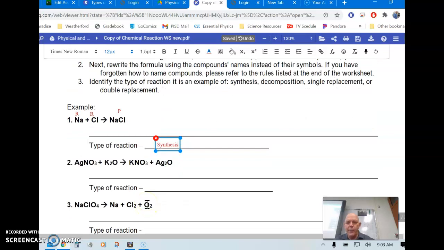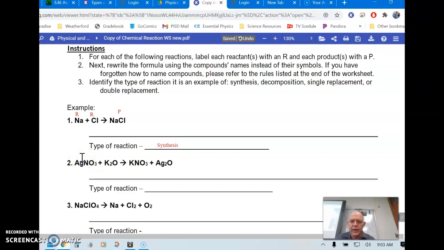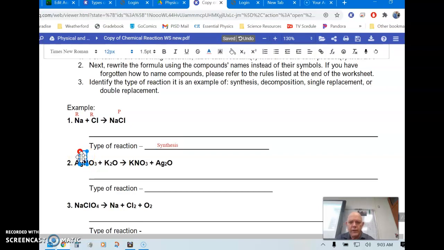If we go to this one, we have a reactant. We know that's a reactant, and we know this is a reactant.